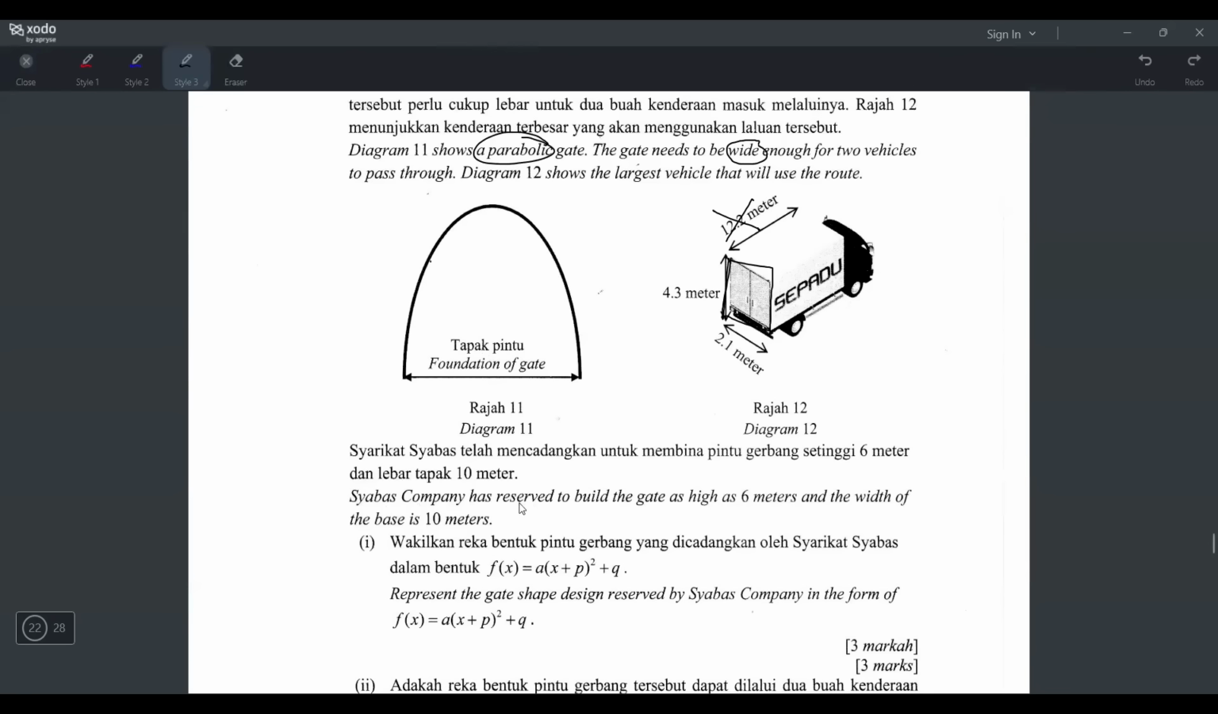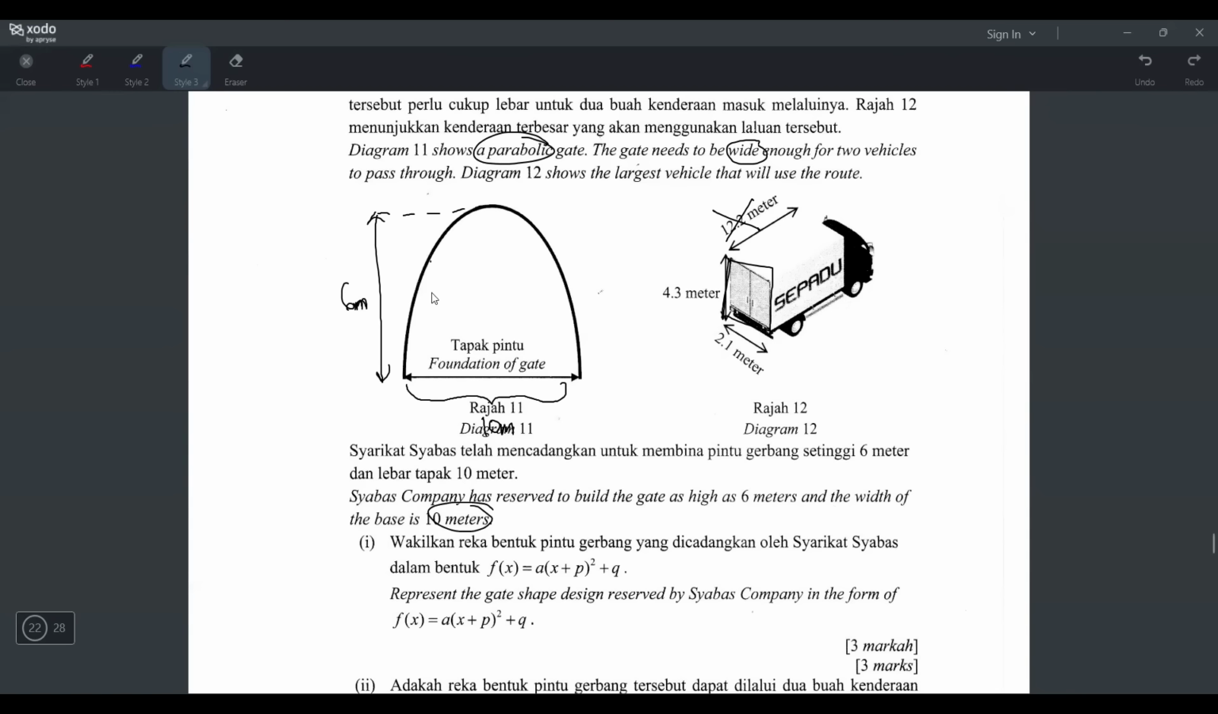Shaba's company reserved to build the gate as high as 6 meters. So I should label this. So the height of the thing is 6 meters. So it's more than enough to fit this because the height is only 4.3 for the vehicle. Yeah. So confirm the tunnel is high enough for the vehicle. And the width is 10 meters. Okay, the width is 10 meters, right? Okay, you can see the width of one vehicle is 2.1. And for 2 vehicles, it will be 2.1 times 2, which is 4.2.